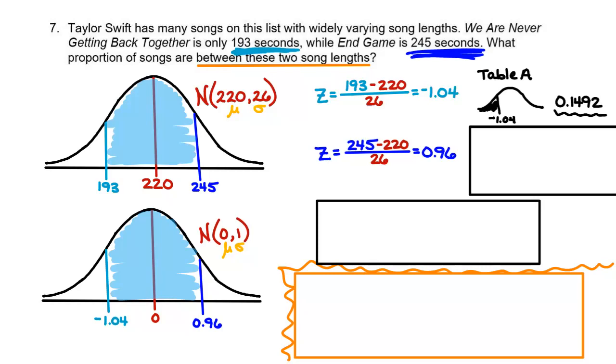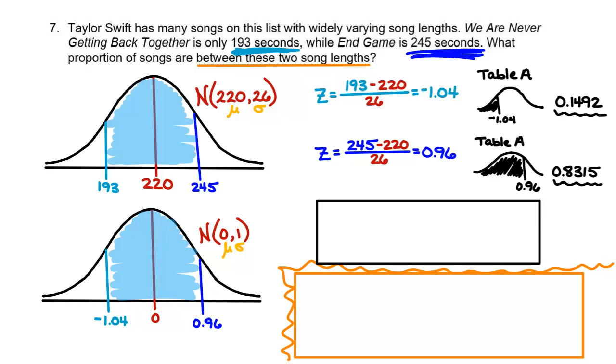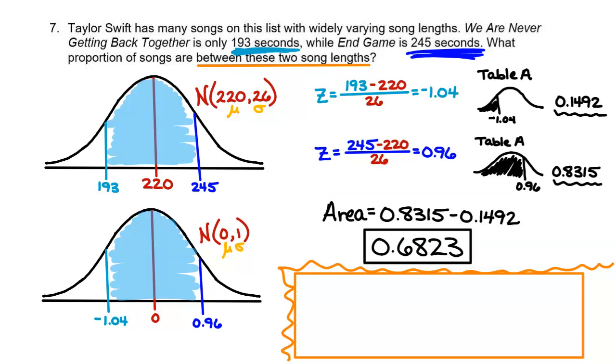So why did I find it? So I can subtract. That's the part on the other one that I want to take away so that I'm left with just the middle bit. What is the area for 0.96? 0.8315. That's this area. I want to take that little tail off the back, so I'm going to minus these two. Bigger one minus the smaller one. What do we get? 0.6823.